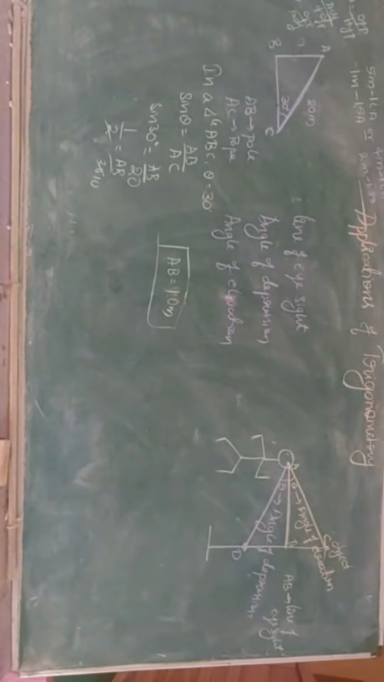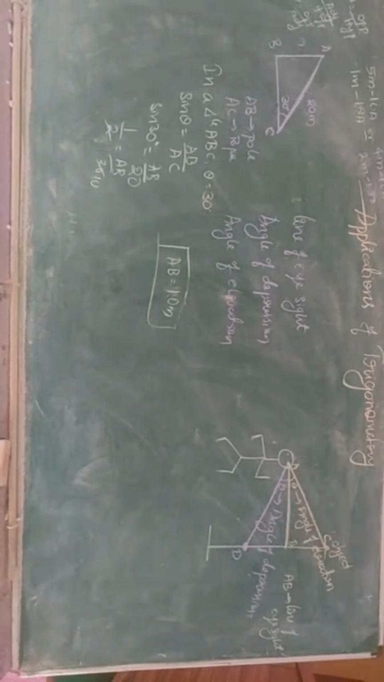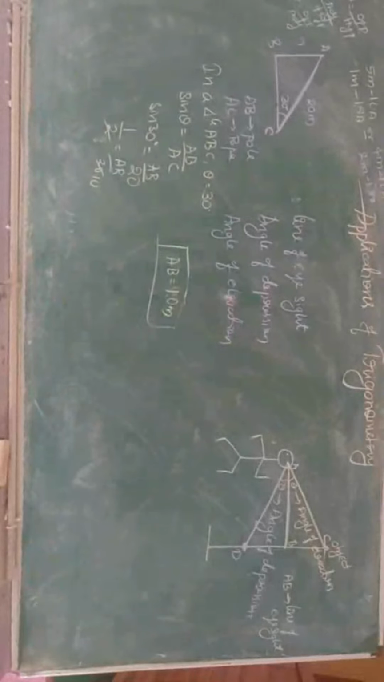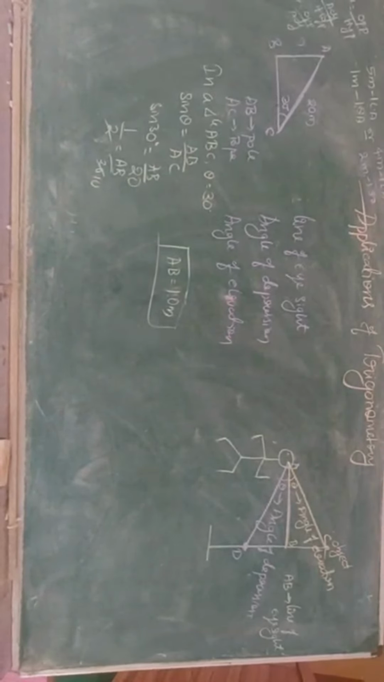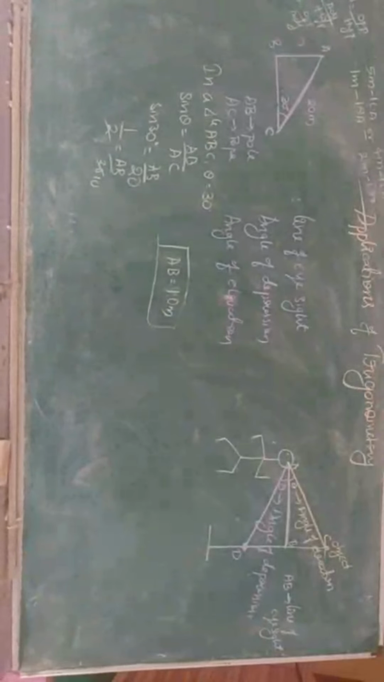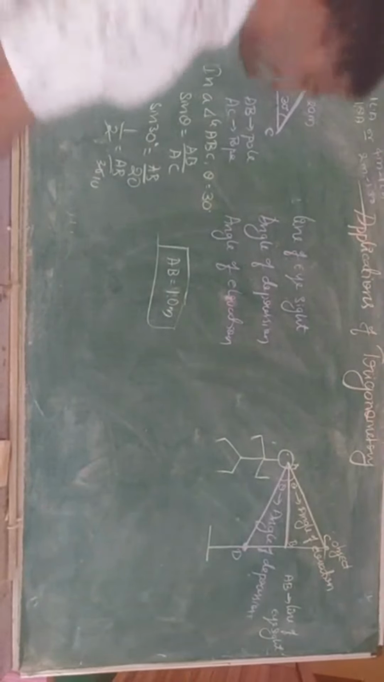The second question. A tree breaks due to a storm and the broken part bends so that the top of the tree touches the ground, making an angle of 30 degrees. The distance between the foot of the tree and the point where the top touches the ground is 8 meter. Find the height of the tree.